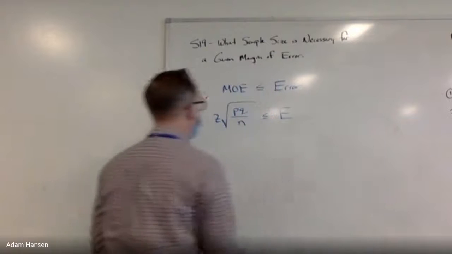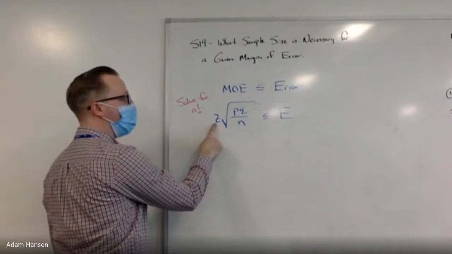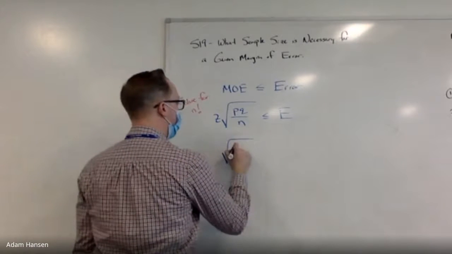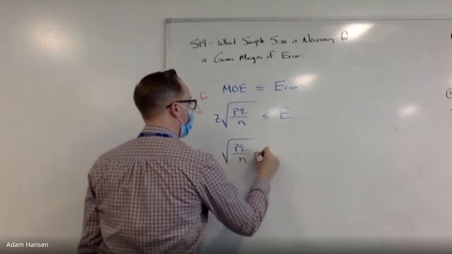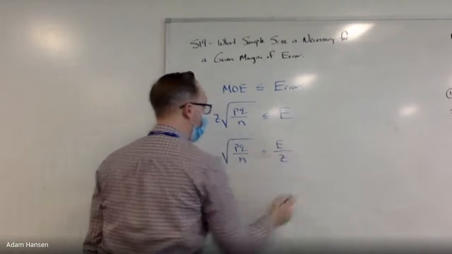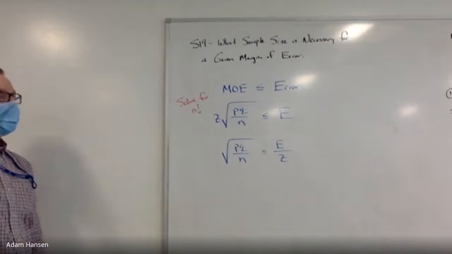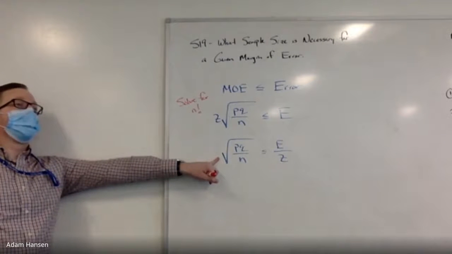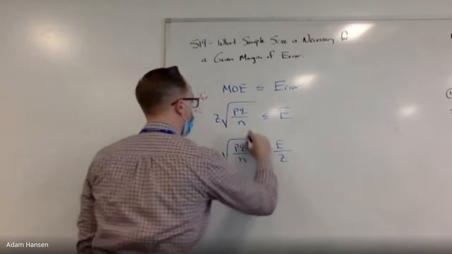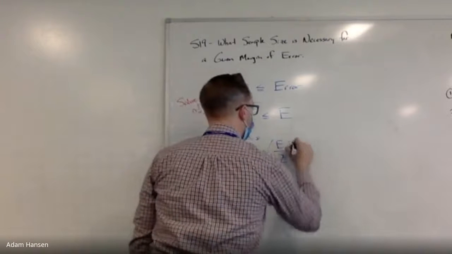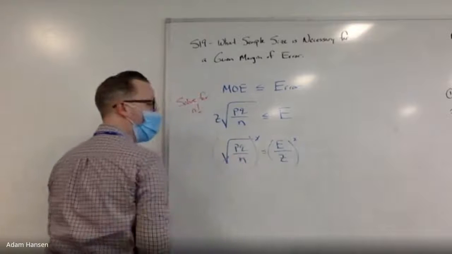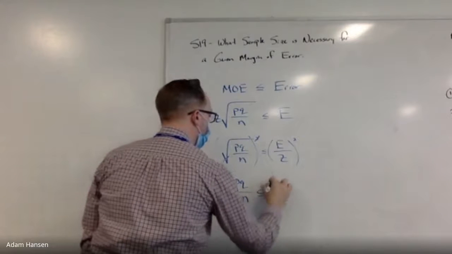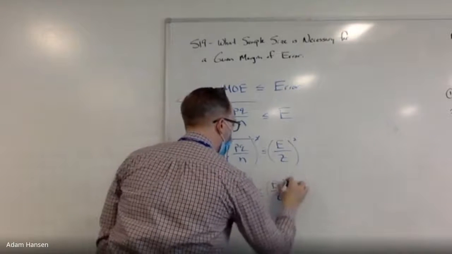First up, get rid of multiplying by z on this left side. What's the opposite of multiplying by z? Divide. Divide both sides by z. Bring down the square root of pq over n, less than or equal to e over z. Error divided by the z-score. Okay, getting closer. Now let's take the square root away. What's the opposite of square rooting something? Squaring it. Square both sides. Square cancels out the square root. I'm left with p times q over n, less than or equal to the error divided by a z-score, quantity squared.